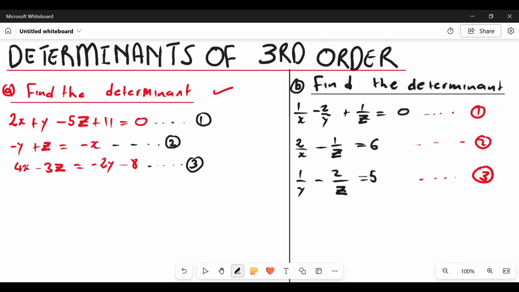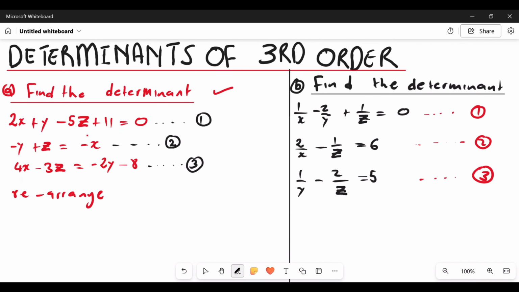Before I do the rearrangement, we have three equations here. As you can see, we have equation 1, equation 2, and equation 3. Now, the rearrangement is supposed to be such that the first term has x, the second term has y, the third term has z, and all these equations are equal to the constant, which is a number. Let me just say rearrange.